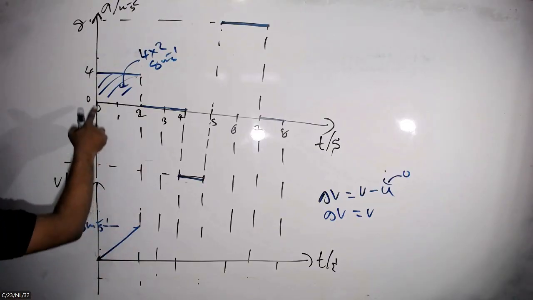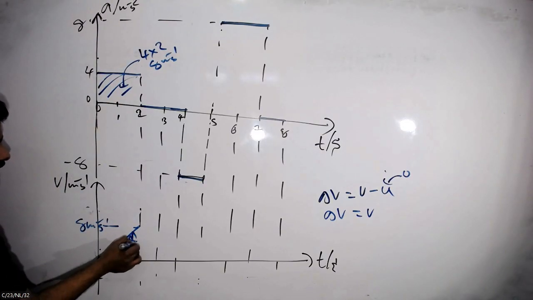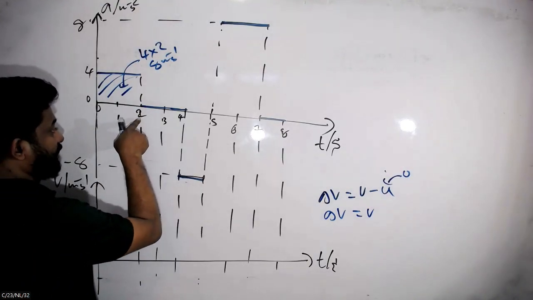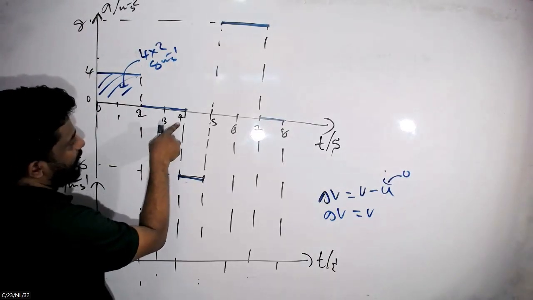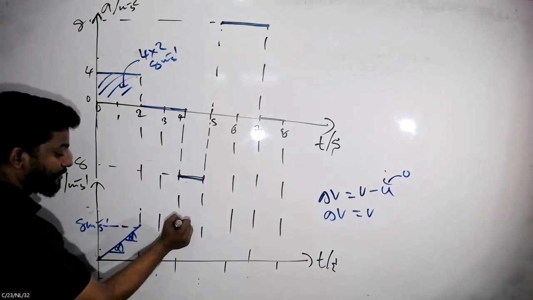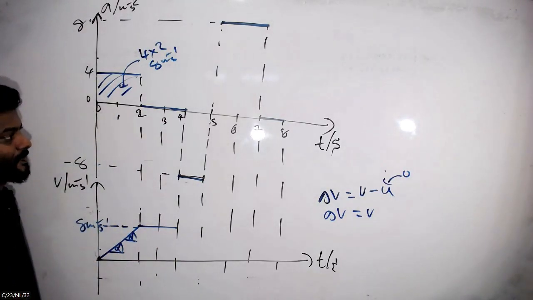It accelerates with uniform acceleration, therefore this gradient should be a constant gradient, right? Then from t equals 2 seconds to t equals 4 seconds, it moves with 0 acceleration. That means it continues its motion with a uniform speed. Then the acceleration is 0, no?